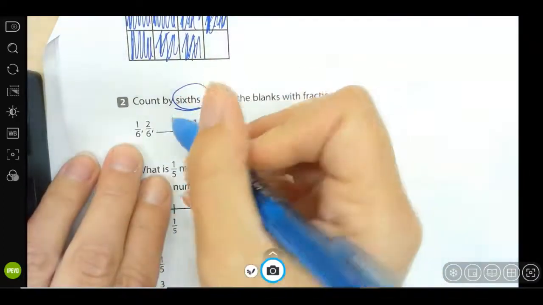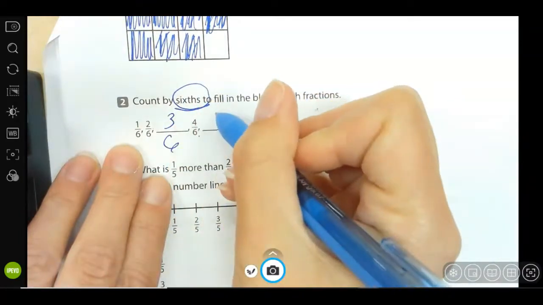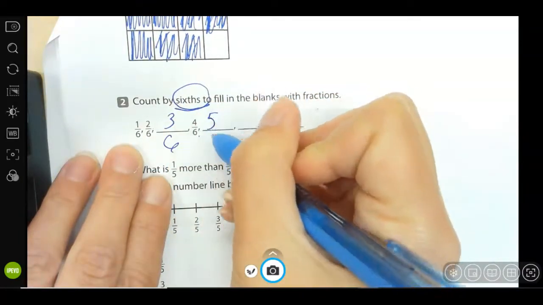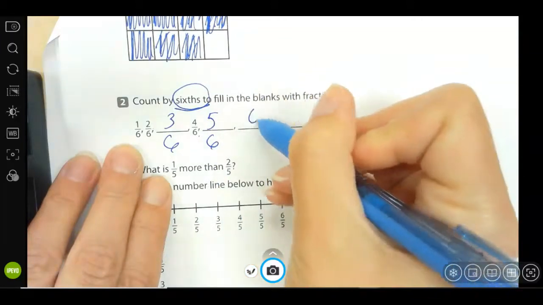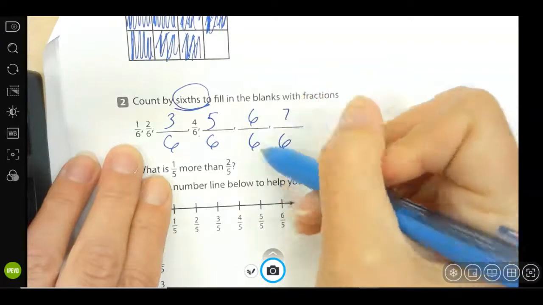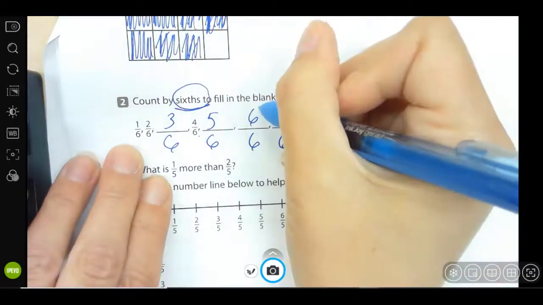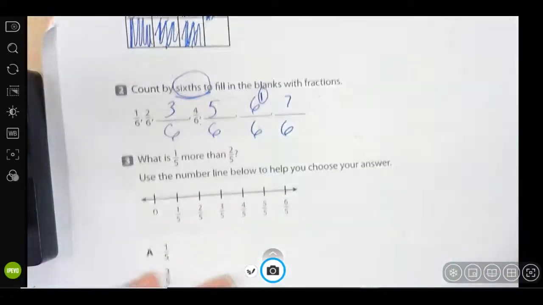What comes after 2/6? 3/6. 4/6. What comes next? 5/6. Mm-hmm. 6/6. 7/6. If I was going to put the number 1 somewhere, where would I put it? 6/6. Yeah, 1 whole is also 6/6. Good.